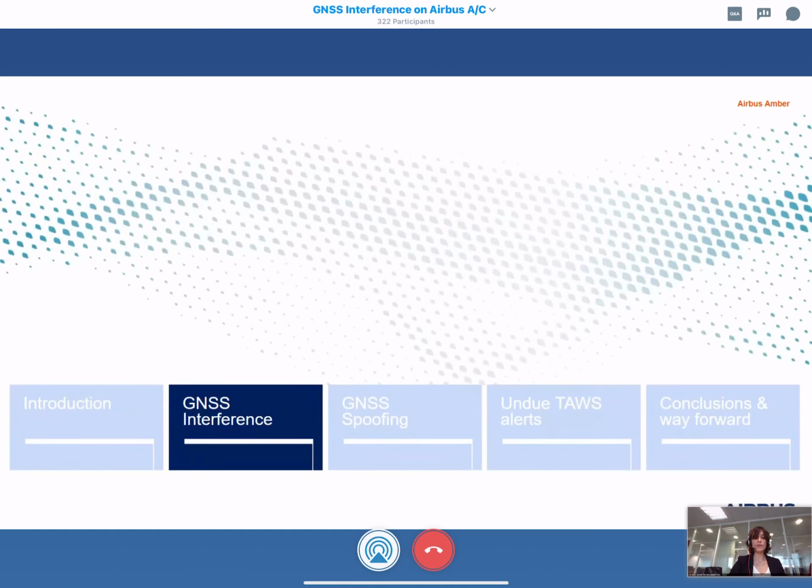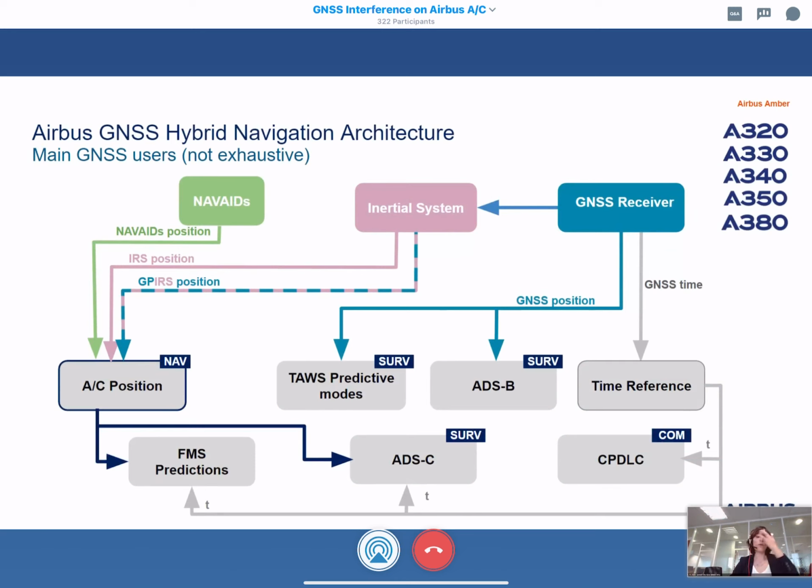So now let's go deeper into details of the GNSS interference effect on Airbus aircraft. First of all, I'd like to show you a high-level overview of the GNSS users in the GNSS hybrid navigation architecture. The goal here is to illustrate which kind of GNSS inputs are used by the different functions to better understand the cockpit effects. It is important to highlight that this is a simplified version of the architecture that is not exhaustive and is just for explanation purposes. At the upper side of the slide, you can see the GNSS receiver that computes the GNSS data.